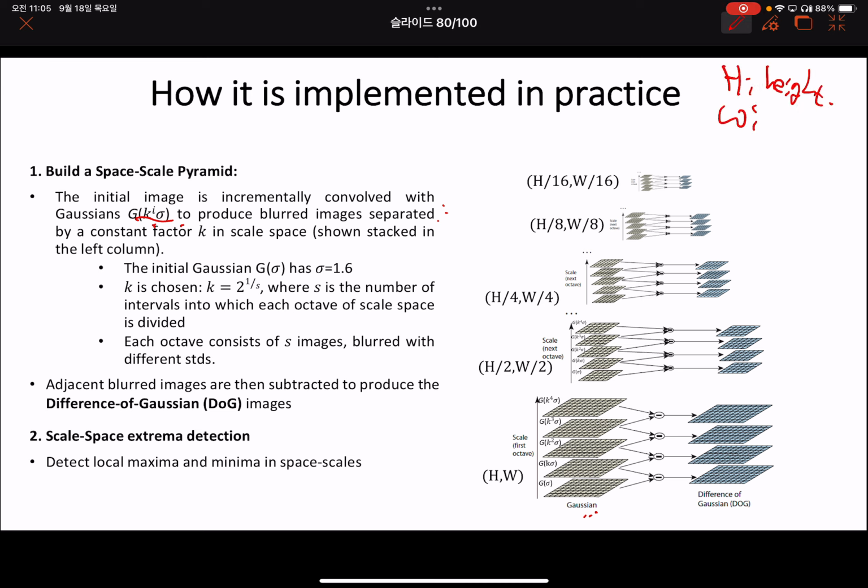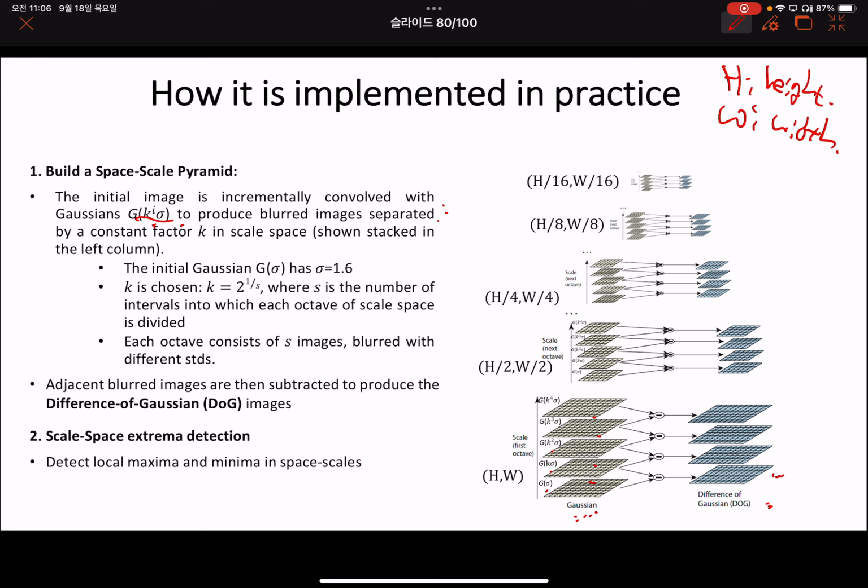W means width. So this is the original image, and here you can see small g sigma, gk sigma, gk square sigma. From the original image, we apply Gaussian filters with different standard deviations to make images blurry, and then we subtract. This is DoG, difference of Gaussian. We subtract the Gaussian convolved images to get the difference of Gaussian, the blue one.